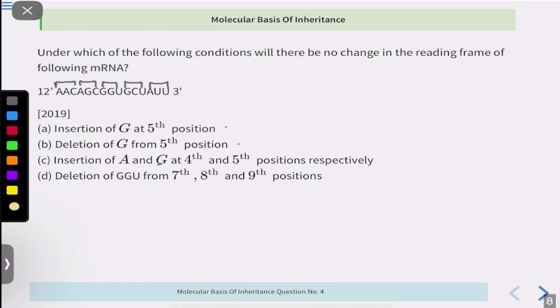So option number A and C are not viable, like they are not correct because you are inserting and deleting stuff over there. Now let's see what all options are left with us after option number A and C. Insertion of A and G at 4th and 5th position respectively. Do you think this will give you the same sequence?